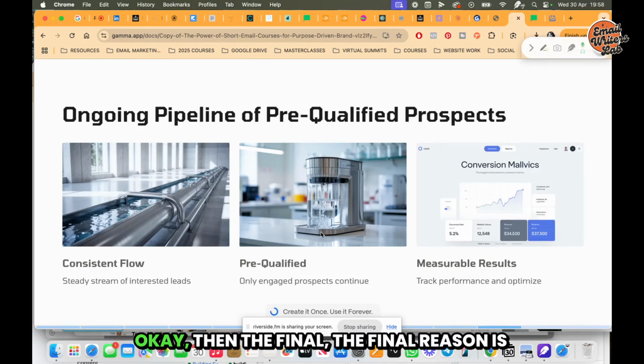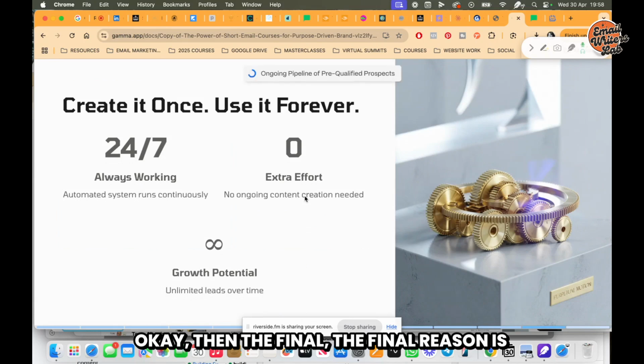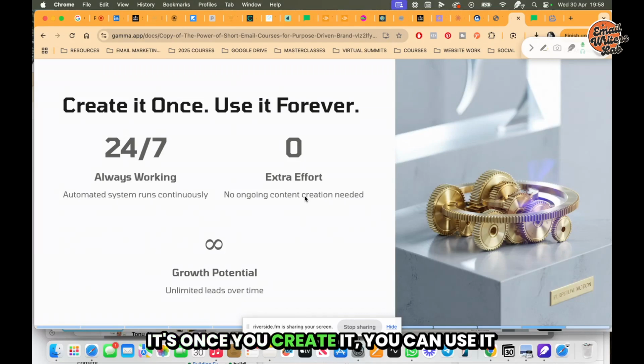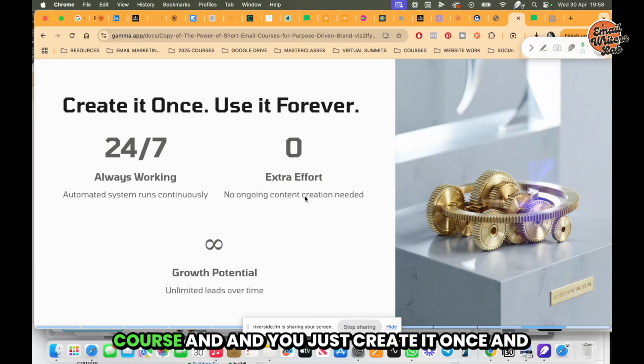Right. Okay. And the final reason is the best reason of all. Once you create it, you can use it forever. So create it once, use it forever. Take time to create it, and all you need to do maybe is just tweak it or change the landing page or just do different things to see how to get more people on your list. But you have your core offer, which is a free email mini course, and you just create it once and you can use it forever.